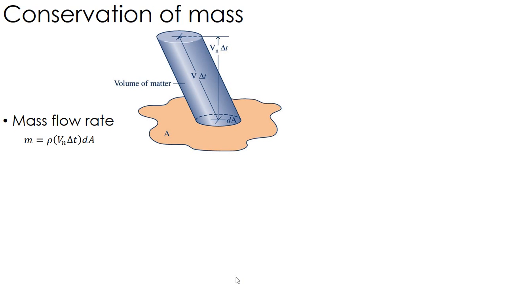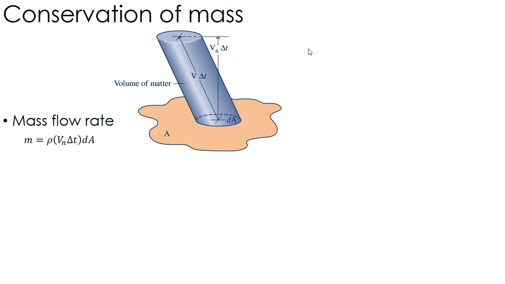We'll start our discussion of conservation of mass by first defining what we mean by mass flow rate. If you think about mass flow, you have a small area that the mass is flowing through, if you've got some sort of fluid flow. The V here is the velocity, and delta T is time.